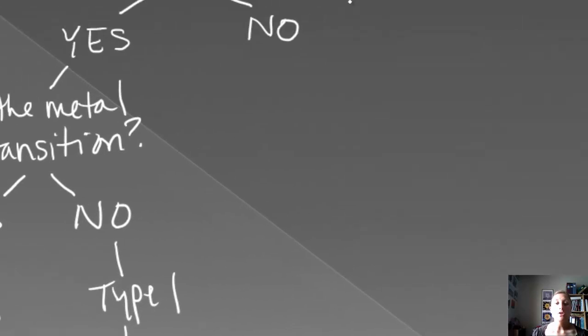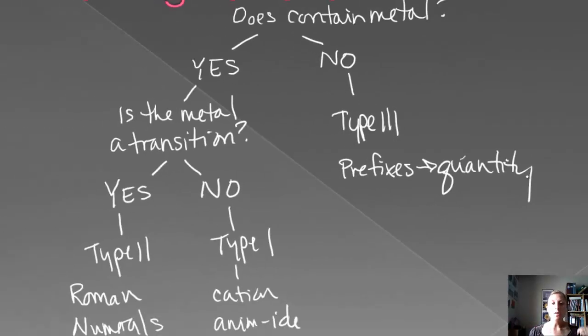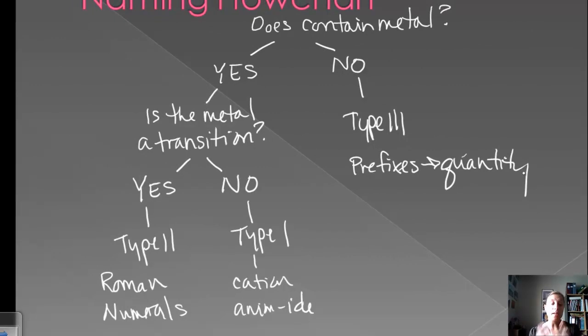What if initially we said that no, it did not contain a metal? Then, given the information we have so far, it is a type 3, which is 2 nonmetals, and that means we're going to use prefixes to indicate quantity. Hopefully this helps you when you're naming compounds when they're all combined together.